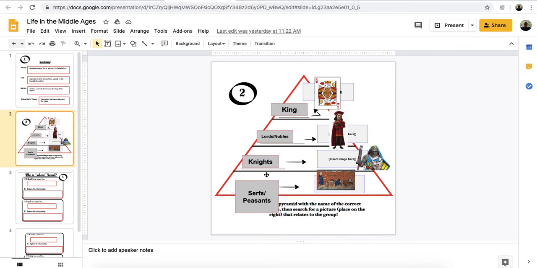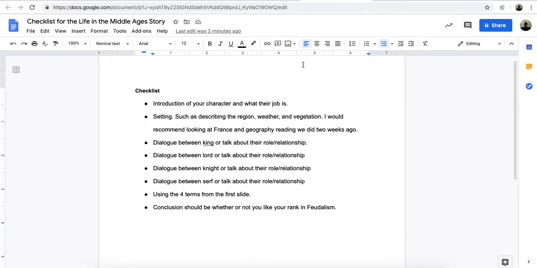Anyone that is above them, they are a vassal too. So, if I am a knight, I am a vassal to the lord and the king. If I am a knight, my vassals, my servants, are the serfs and the peasants. Okay? So make sure you get that.